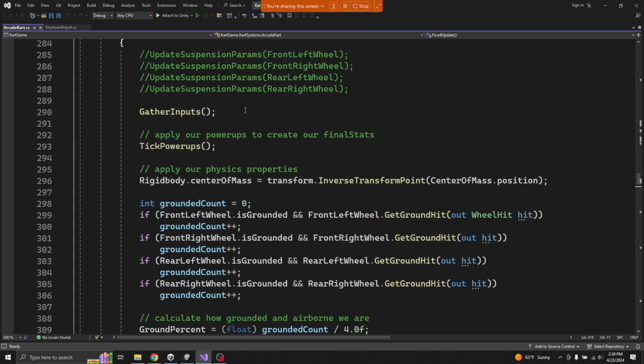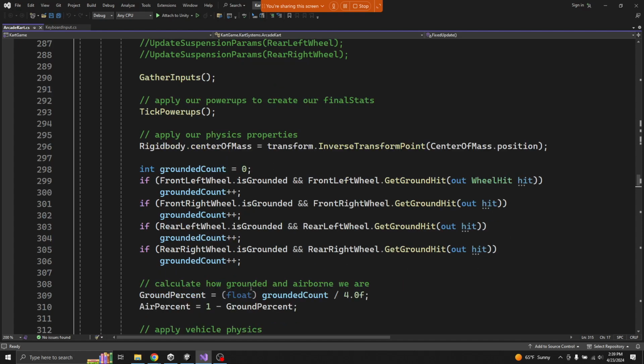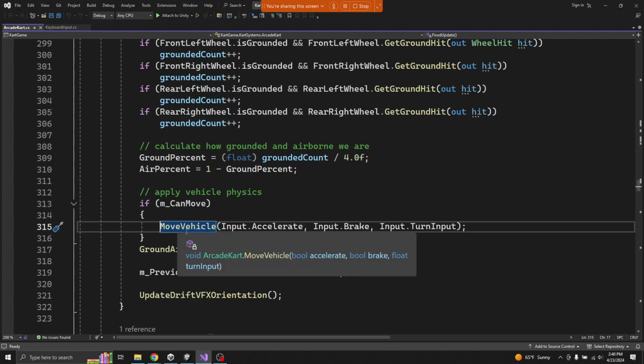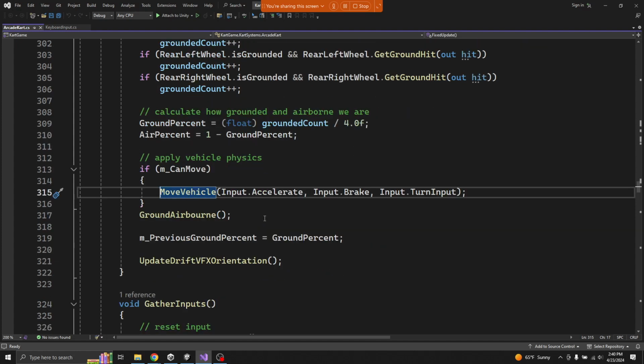Let's see, so gather user inputs. We're kind of seeing if the vehicle is grounded or not. We have to look at each tire and see if any of them are grounded. And here we have ground percentage, air percentage. And what happens here is if we can move, if we can apply physics, pretty much if the game is active and the cart is running, then we have to call move vehicle.